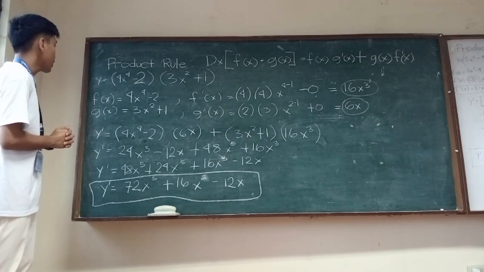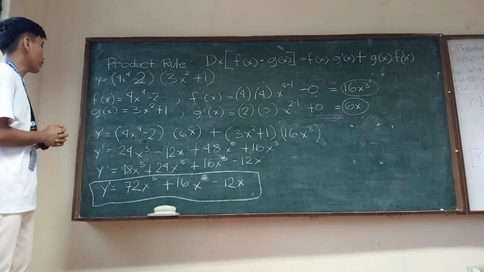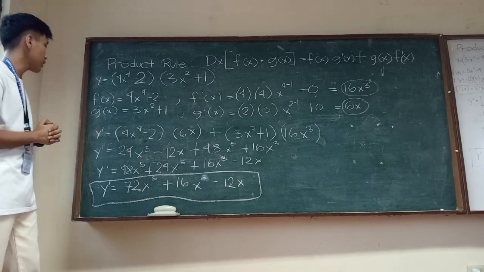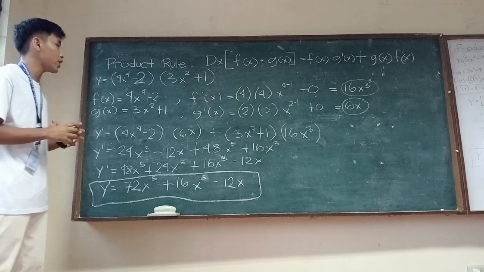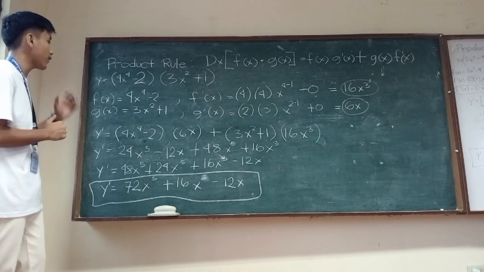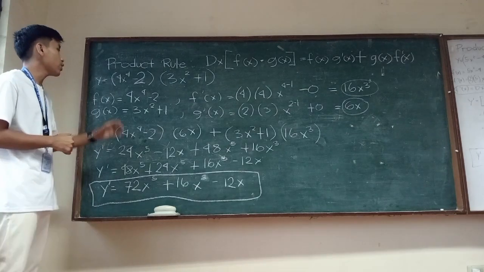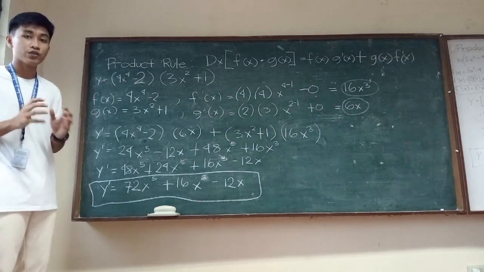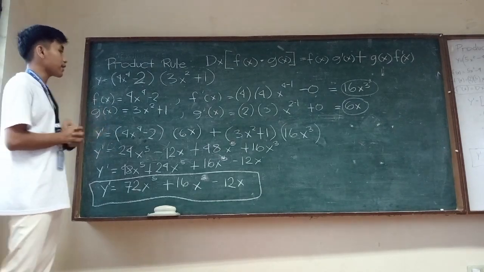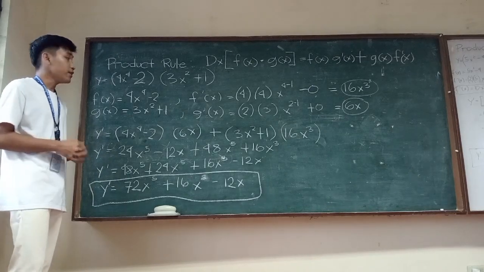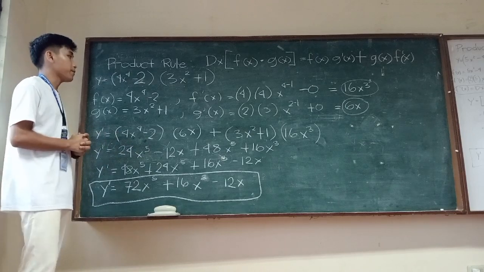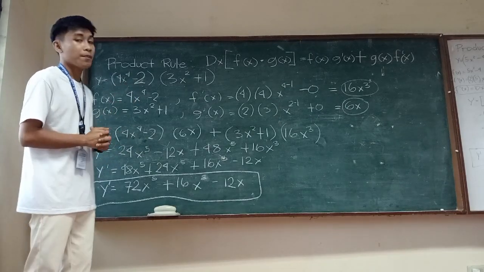First thing first, we need to find the value of our f(x), the value of our f prime of x, the value of our g(x), and the value of our g prime of x. So we assume that the value of our f(x) is equal to x raised to the power of 4 minus 2, and the value of our g(x) is equal to 3x squared plus 1. Again, in order to find the derivatives, we need to use the power rule.